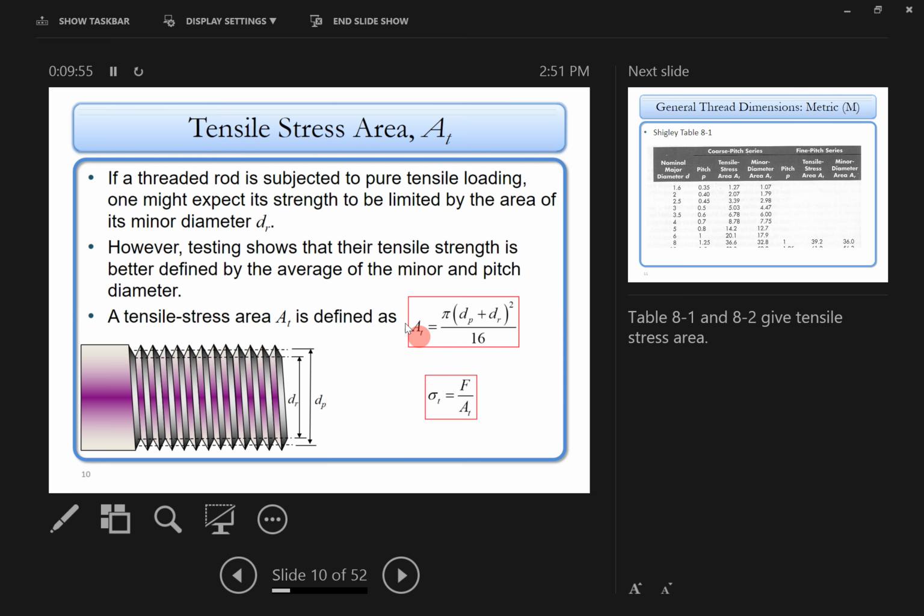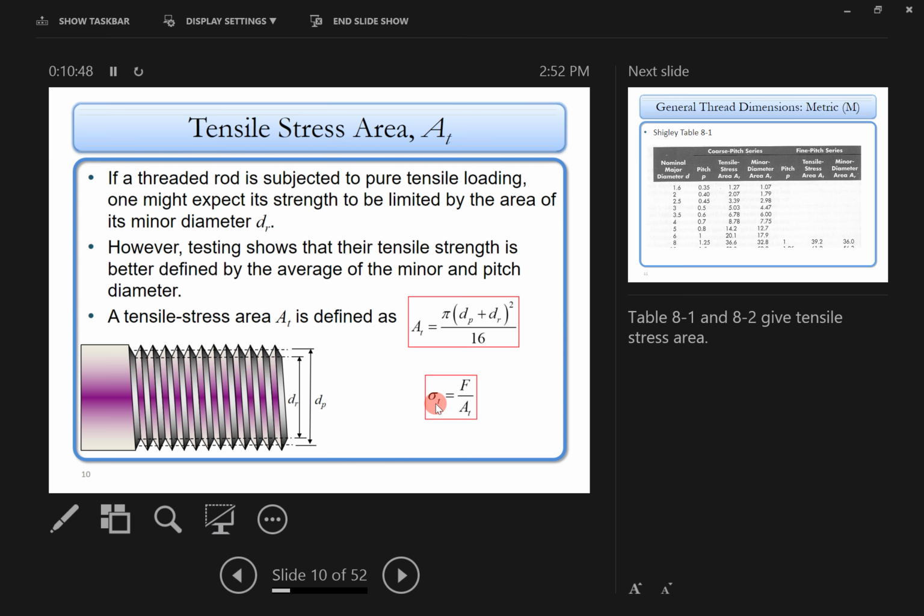So you don't use just the minor diameter dr for the calculation of the area. If you cut a cross section, you might feel that dr gives the minimum area, but when we design for the screw, the tensile stress area AT is calculated based on this formula, the average value of dp plus dr. Then sigma t: if you have any force applied along the direction of the screw body, you can just use the force divided by the tensile stress area, and you get the tensile stress. That's the calculation of the tensile stress area.